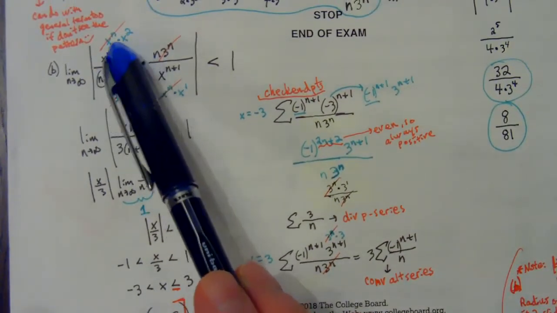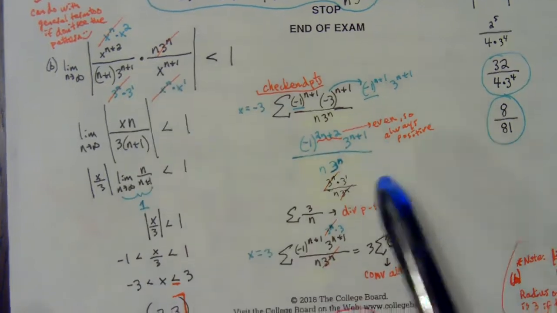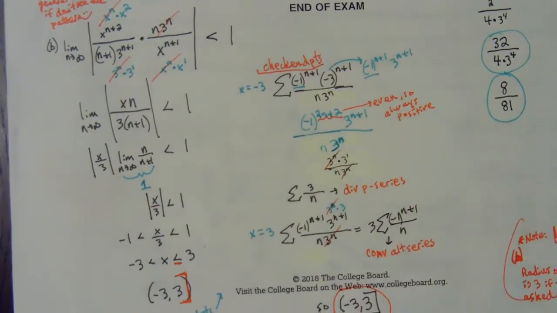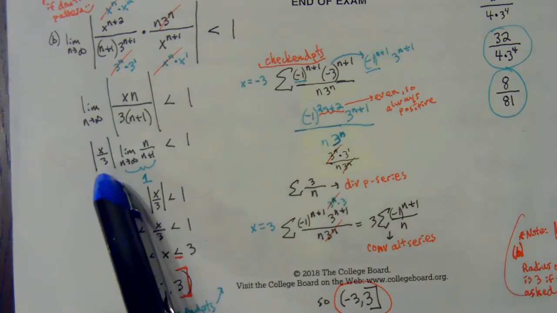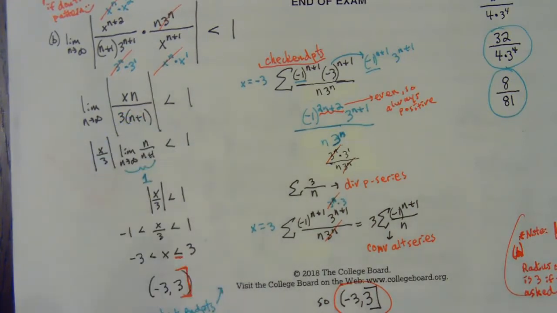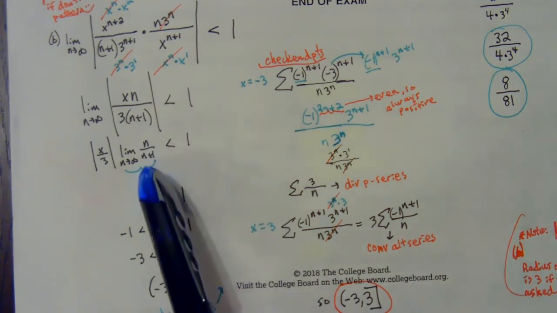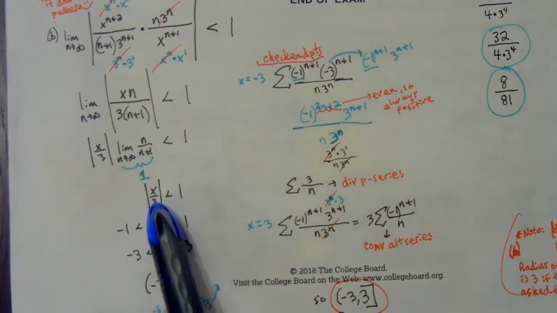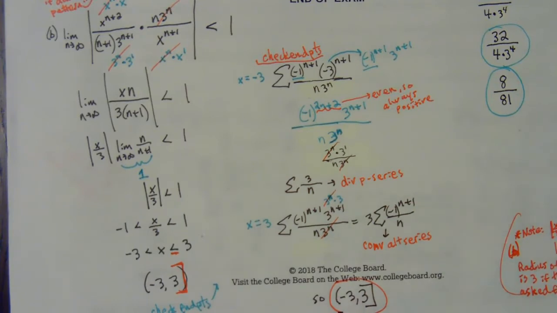Make that x to the n times x to the 2nd. Those will cancel out. Same thing with the 3's. You see how to do that. You guys are good at that. And then you can pull out any of the non-n terms. You can leave that 3 in there, or you can pull it out. I'm just going to pull it out this time. This limit is equal to 1, so then you get the absolute value of x over 3 is less than 1.